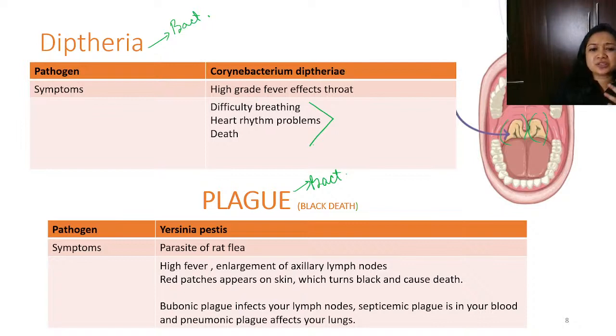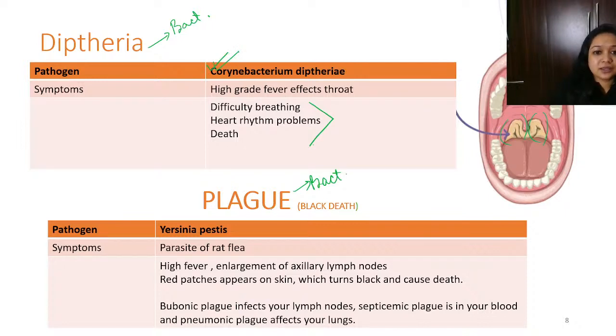The actual pictures, you can Google them. They are actually very gross. There is such accumulation of bacteria and bacterial growth happening in the upper part of your esophagus, which causes pain and difficulty breathing. That is diphtheria. Okay, and it is caused by Corynebacterium diphtheria.